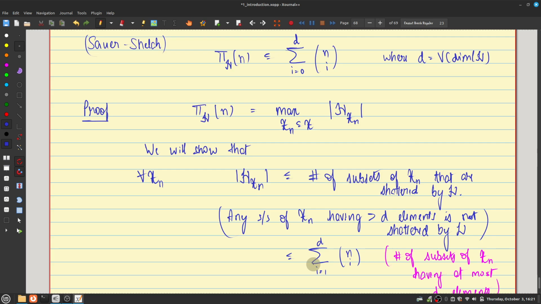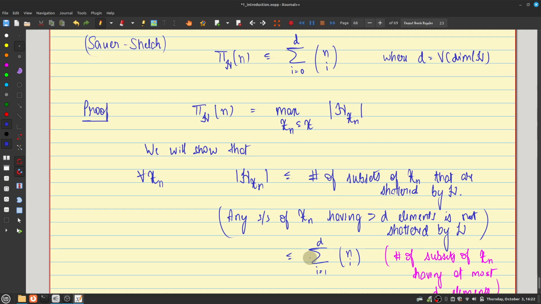In general, no, right? Okay. That is shattered by h. It's not the number of subsets of xn. If the VC dimension is d, are we also guaranteed that for all n strictly less than d, it is completely shattered by h, or is it possible that not all are shattered? Not all are shattered by h.